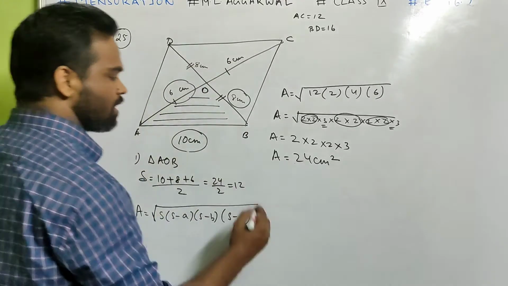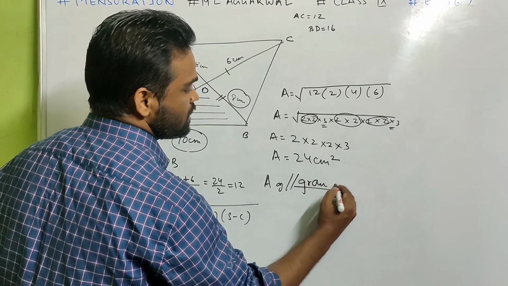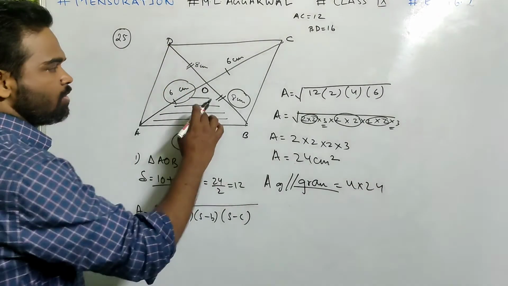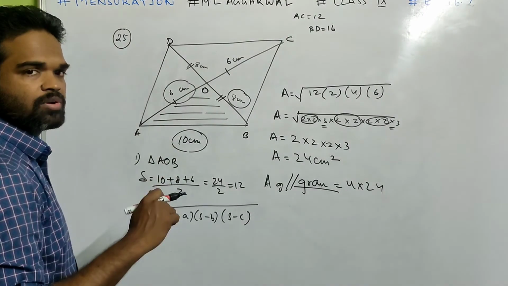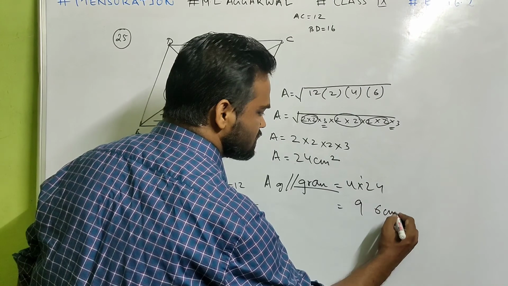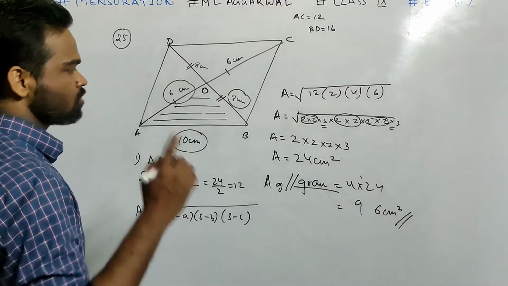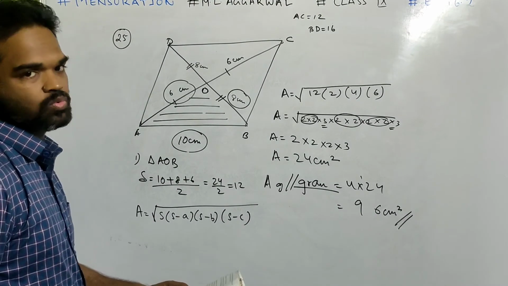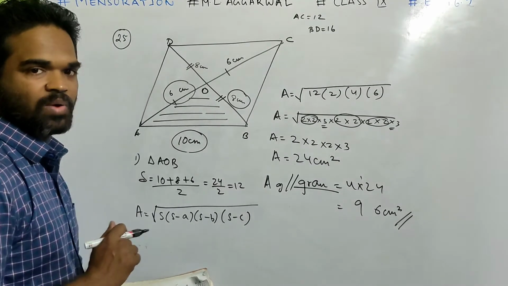So area of the parallelogram is 4 times 24. Isn't it? Because all the areas are equal of these 4 triangles, by theorems on area. So 4 4s are 16, that's 96 centimeter square. Isn't it? So the area of this parallelogram is 96 centimeter square. Done? Chalo. We'll do the next one.